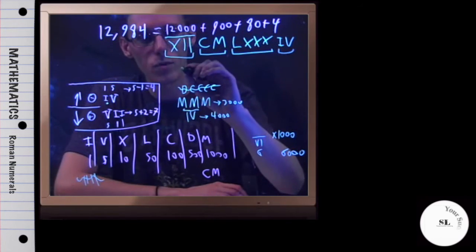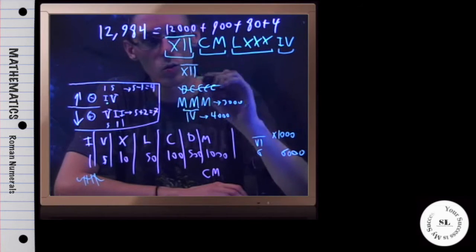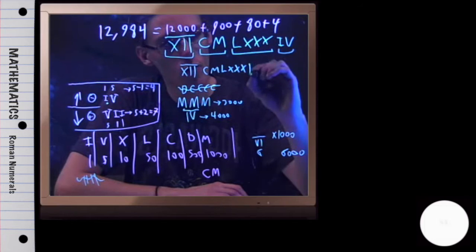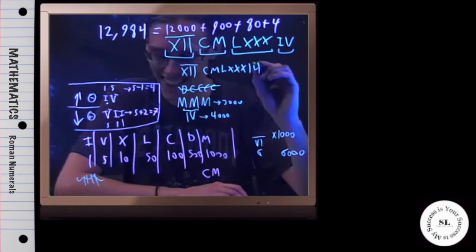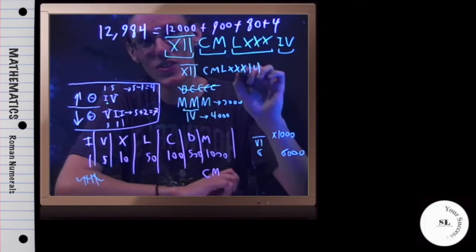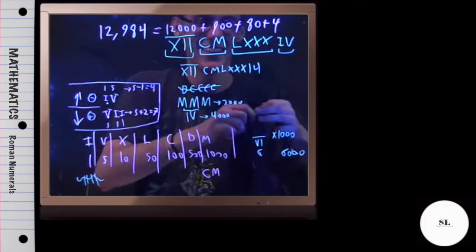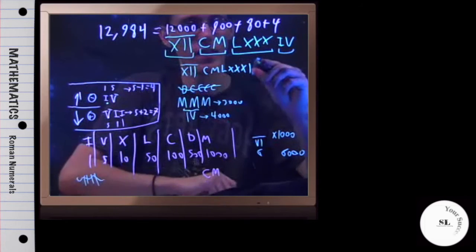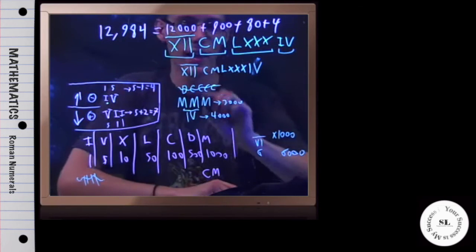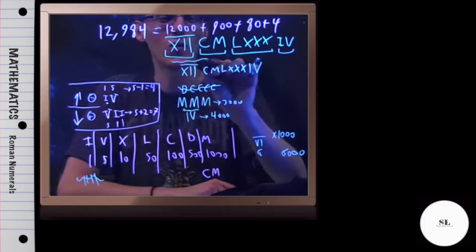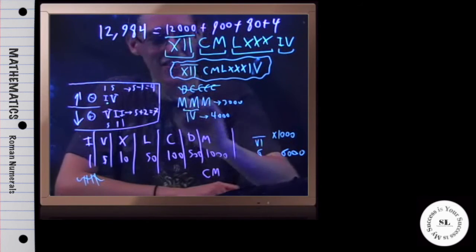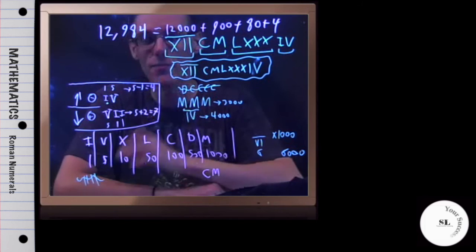So that, let me just rewrite it, 12,984. And make sure to stay to Roman numerals and don't mix your number systems. This, with only Roman numerals, is the way the Romans would have written 12,984. And that is this example.